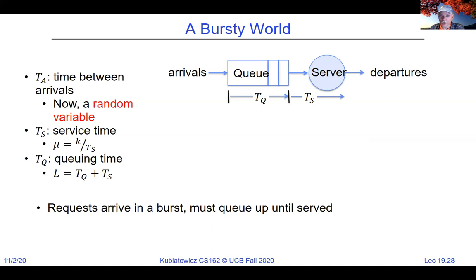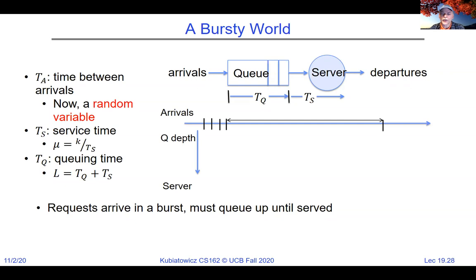In the bursty world, notice the arrivals are coming in, the server is handling things, but now the time between arrivals is going to be random. It's a random variable, so people are going to arrive in a second, and then in 3 seconds, and then in 2 seconds, so there's going to be variation in how long they wait. And now things look a little different. So look what happens here.